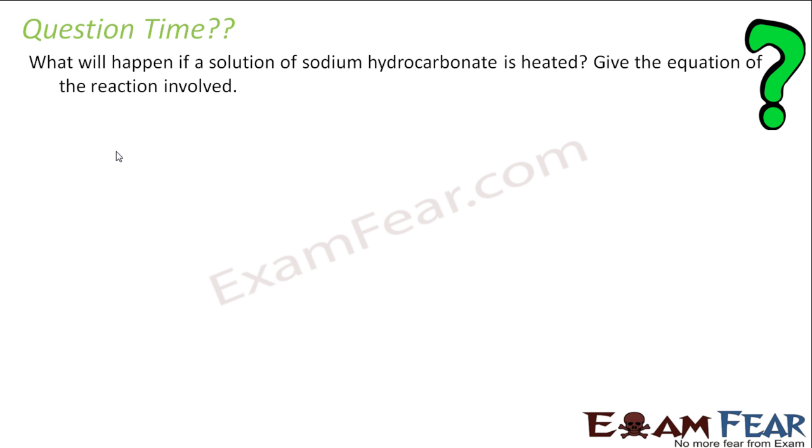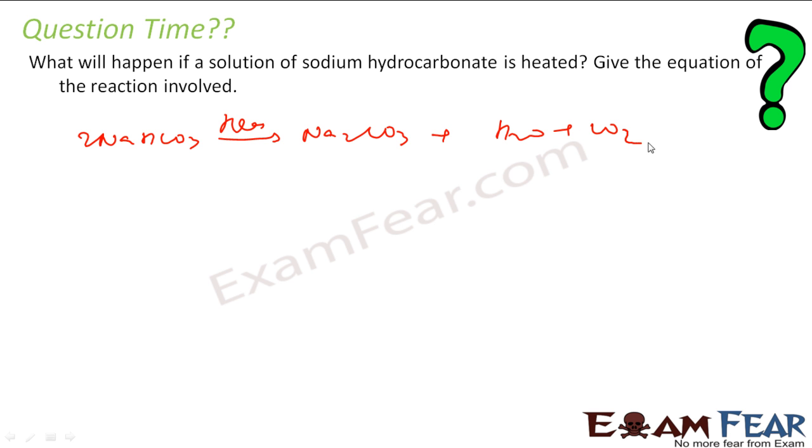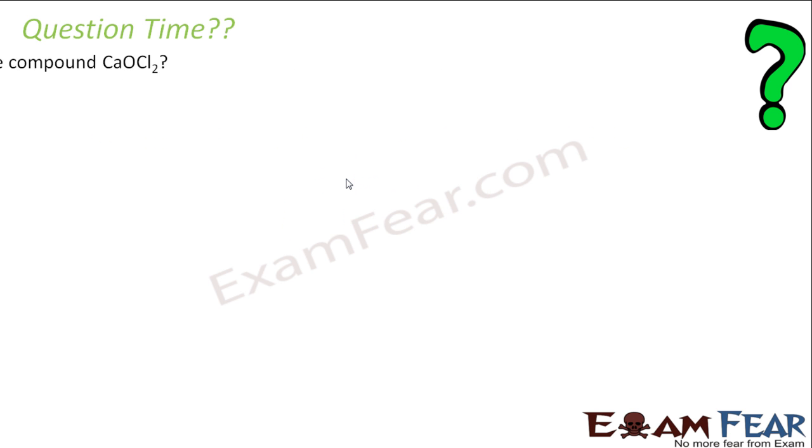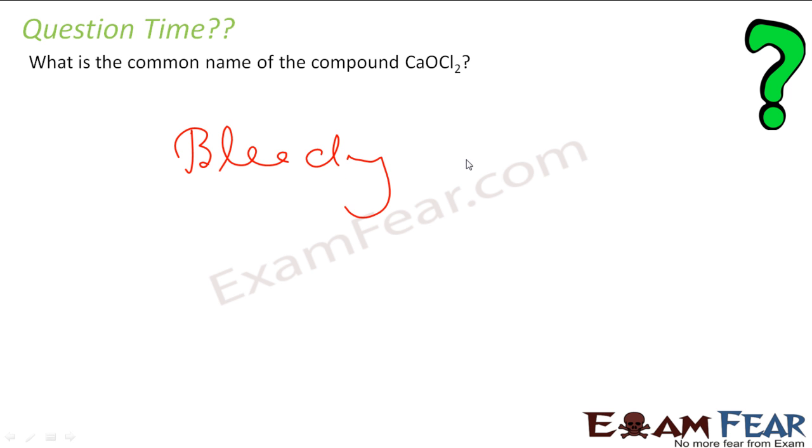What will happen if a solution of sodium hydrogen carbonate is heated? The equation for sodium hydrogen carbonate, NaHCO3: when you heat this, it becomes Na2CO3 plus water plus carbon dioxide, and this is nothing but sodium carbonate. So when sodium hydrogen carbonate is heated, it gives sodium carbonate, water and carbon dioxide. What is the common name of the compound CaOCl2? We know that this is nothing but bleaching powder.